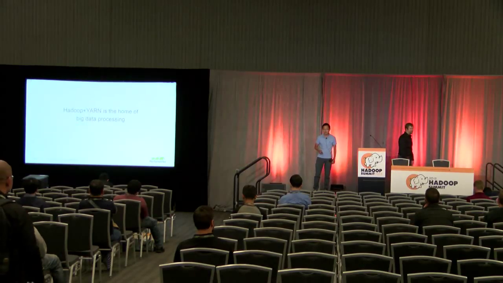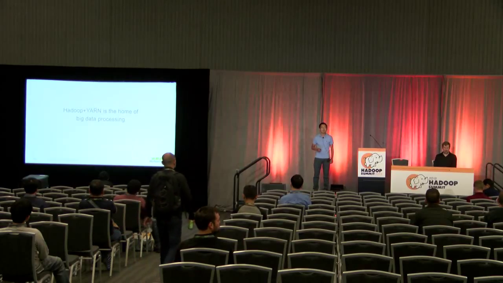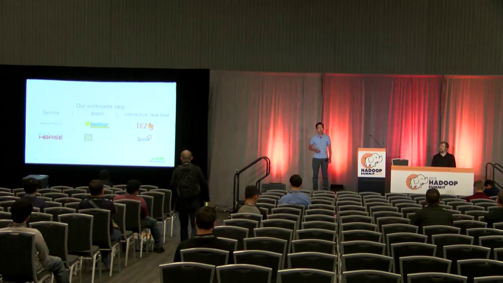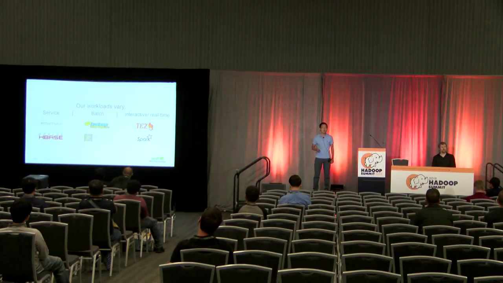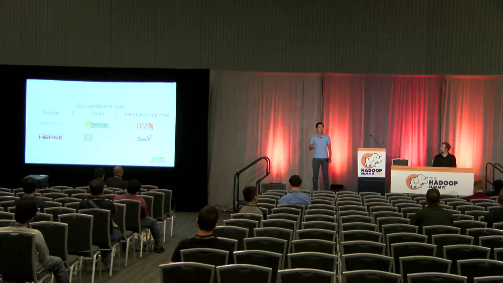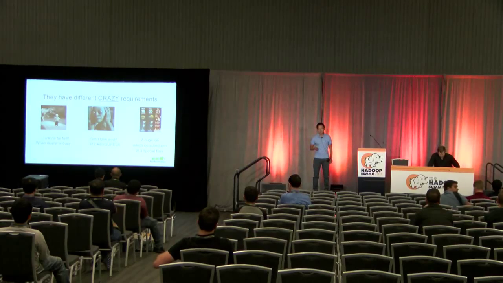All right, let's get started. So Hadoop and Yarn is a home of big data processing. We have very different workloads. For example, we have services like Slider and HBase. We have batch jobs like MapReduce and Giraph. Also, we have interactive and real-time jobs like Tez and Spark.